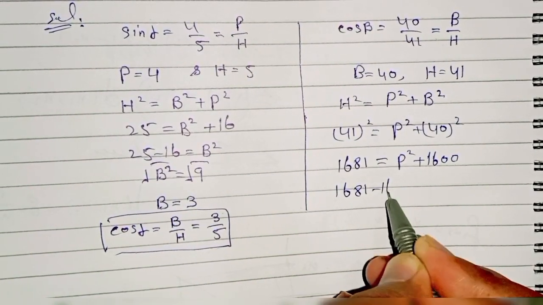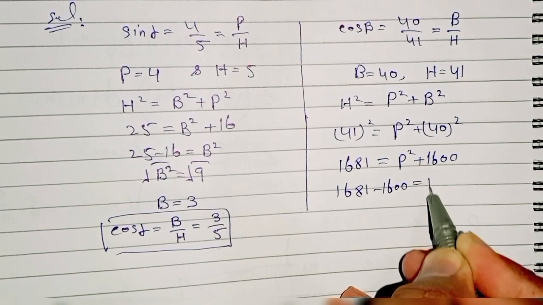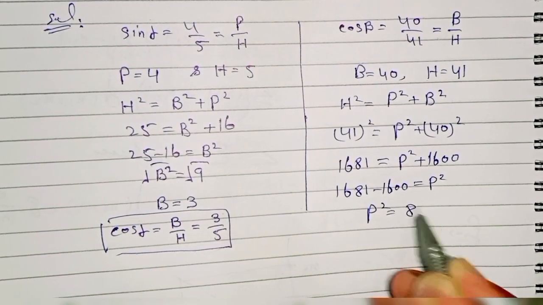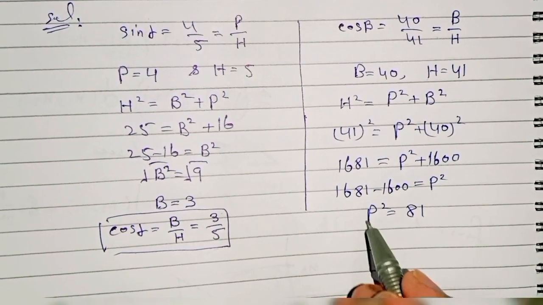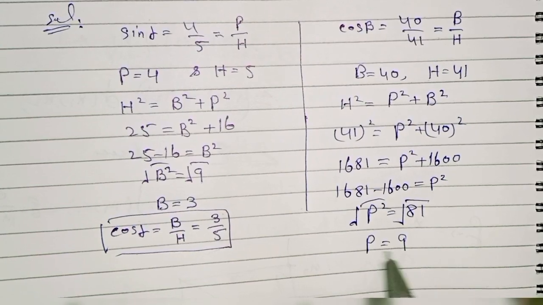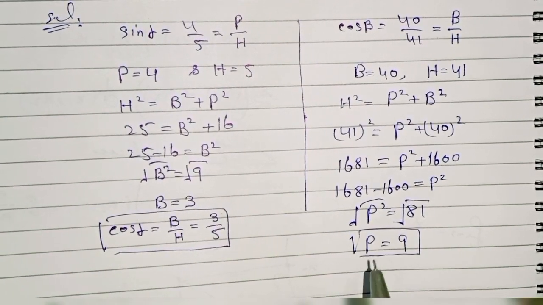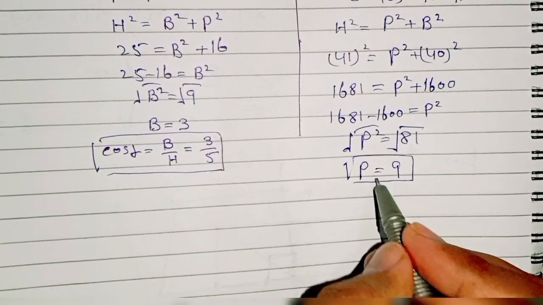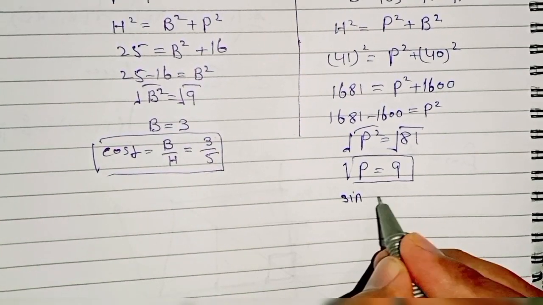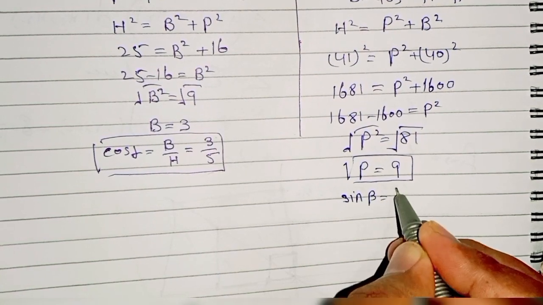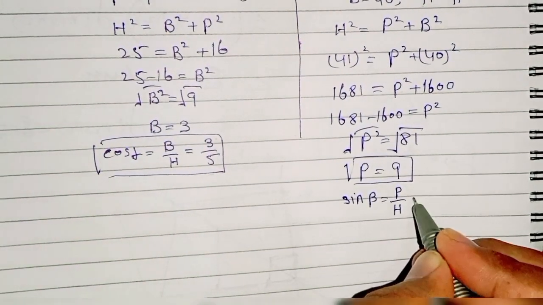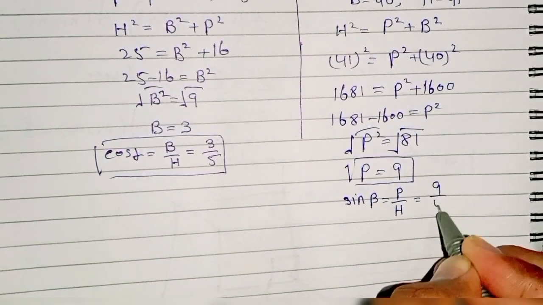1681 minus 1600 is equal to p square. P square is equal to 81. Taking square root on both sides, p is equal to 9. By using this value of p, we can find sin beta, perpendicular over hypotenuse. It will become 9 over 41.